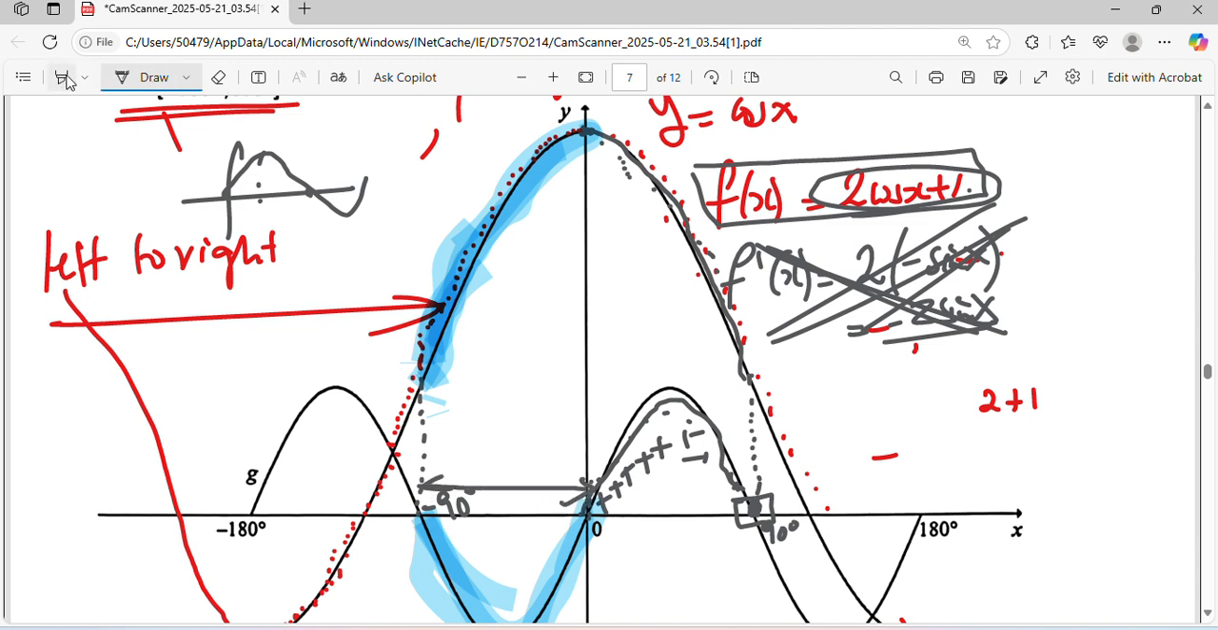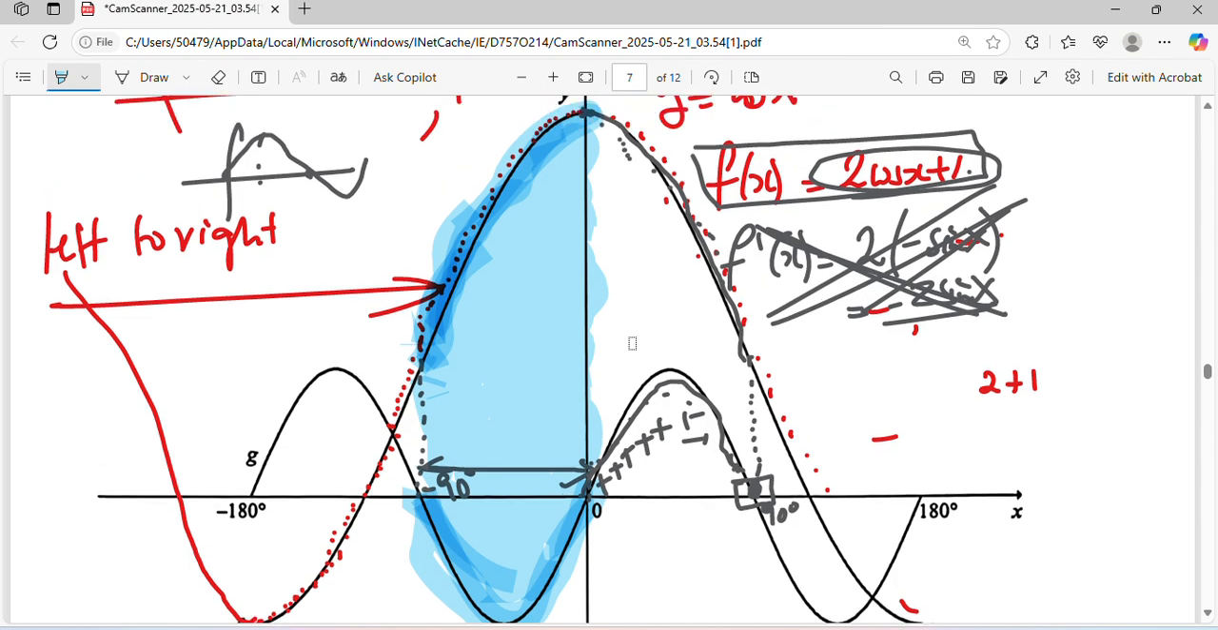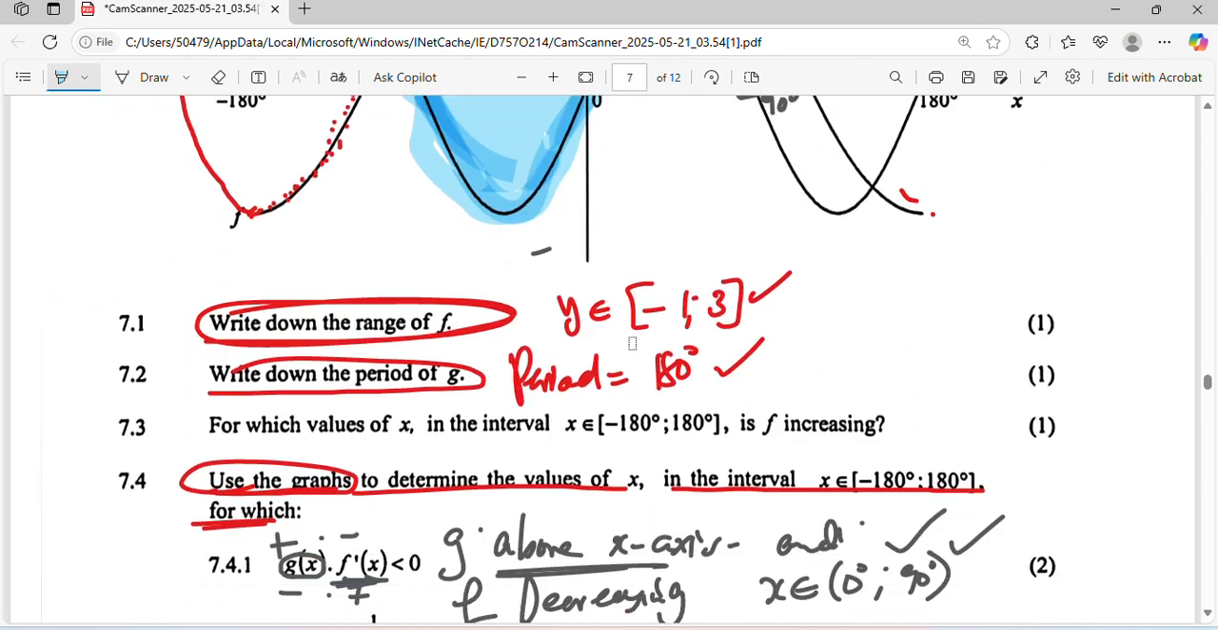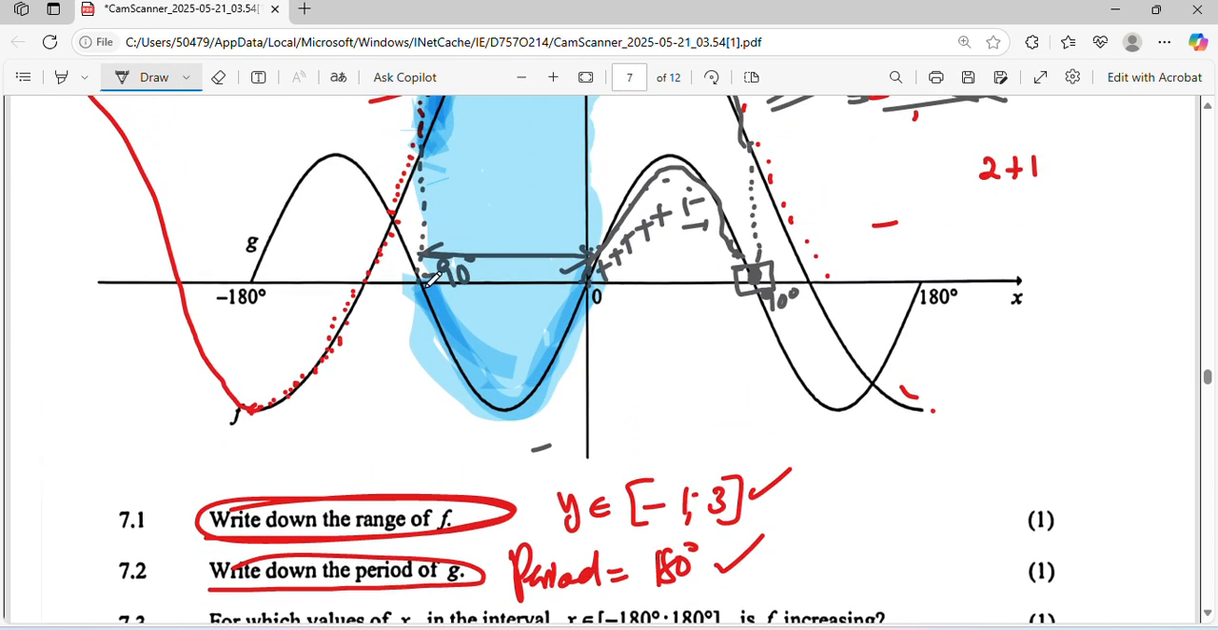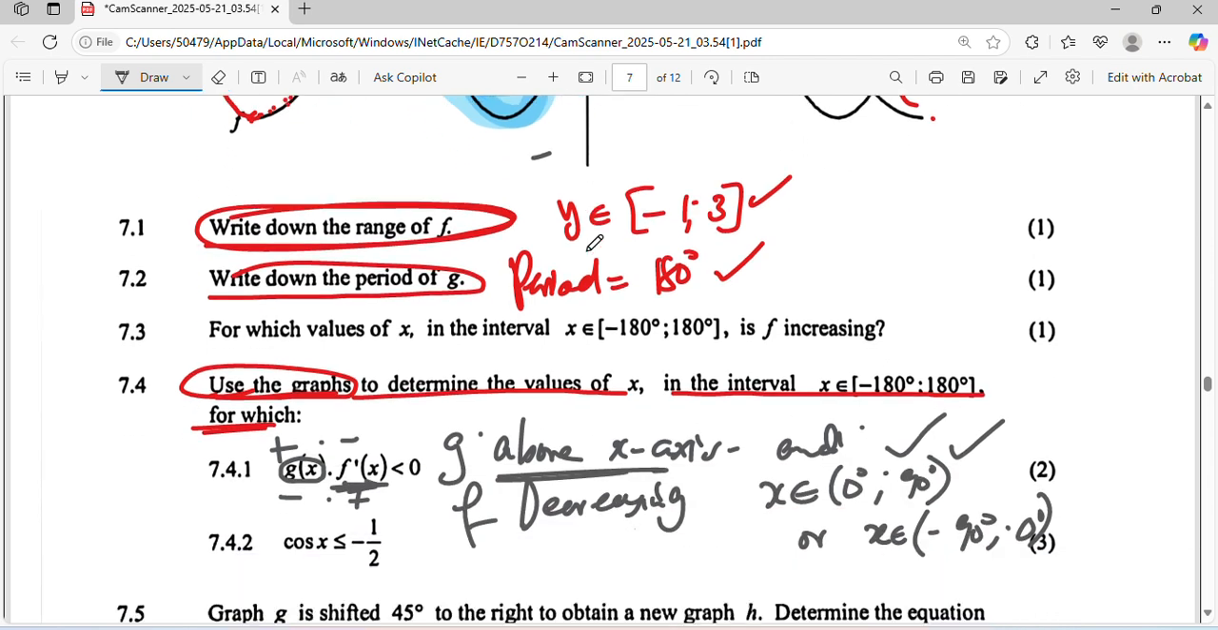So the shading will occur here. This is where the shading will be. We shade in this region, this is my solution region. So that's when we have another solution, from minus 90 until 0. We can say x is an element from minus 90 until 0 degrees. Don't include, because at minus 90 this is 0, at 0 again it is 0, so don't include because the product will be 0 if you include.